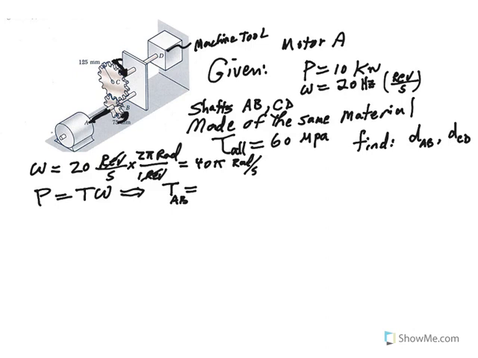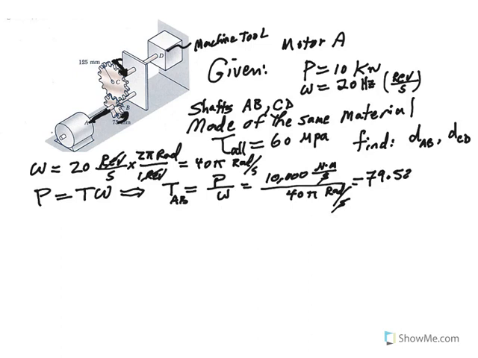This torque would be the power divided by omega. So 10 kilowatts is 10,000 watts. Watts is newton meters per second, or joules per second. And omega is 40 pi radians per second. You see how seconds cancel, and radians are dimensionless. So this comes out to about 79.58 newton meters.